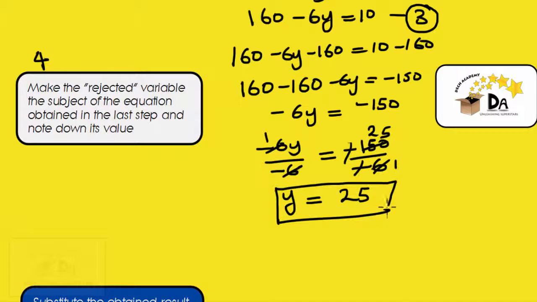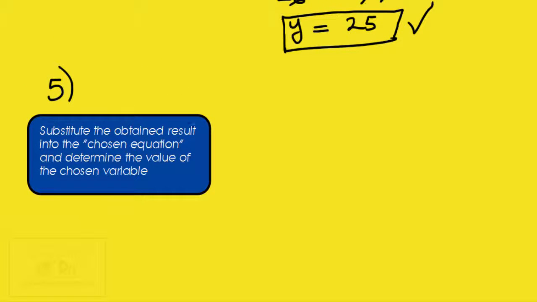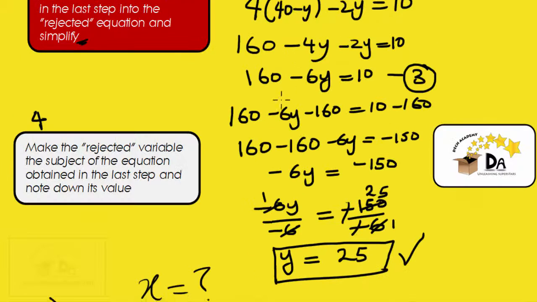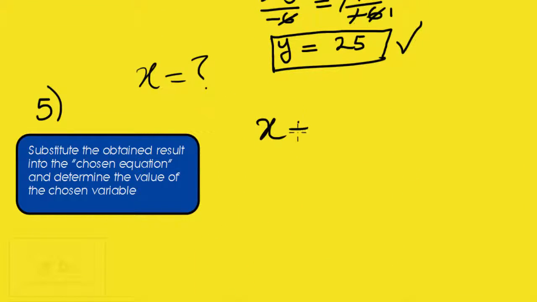So now we have a value for y, because if you recall, solving these two equations is just a case of determining values for the variables that satisfy both equations. Now we have a value for one of the variables, so we just need to determine the value of the other variable, which is x. This brings us to the next step, step 5, which is the final step. Substitute the obtained result, which is y equals 25, into the chosen equation and determine the value of the chosen variable. So now we know what y is, we want to know what x is. And this final step says substitute this result into the chosen equation. And recall, the chosen equation is x plus y equals 40.